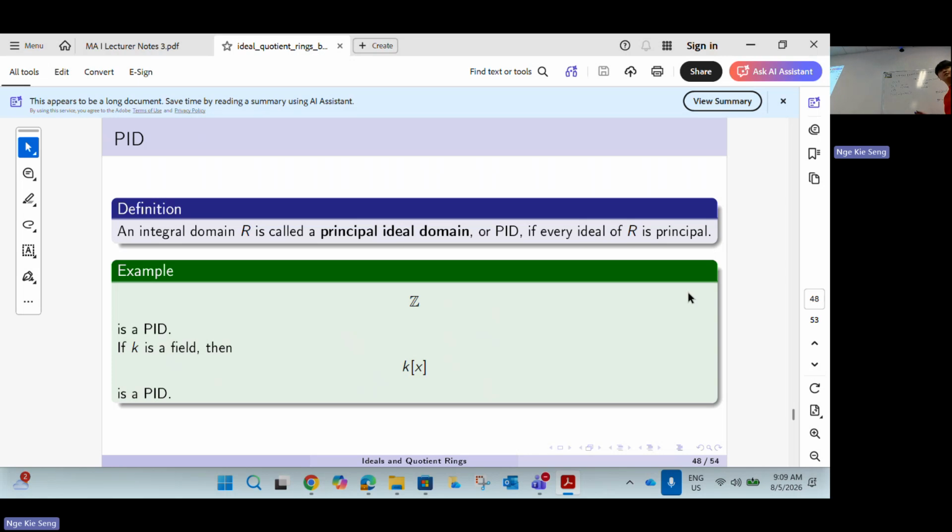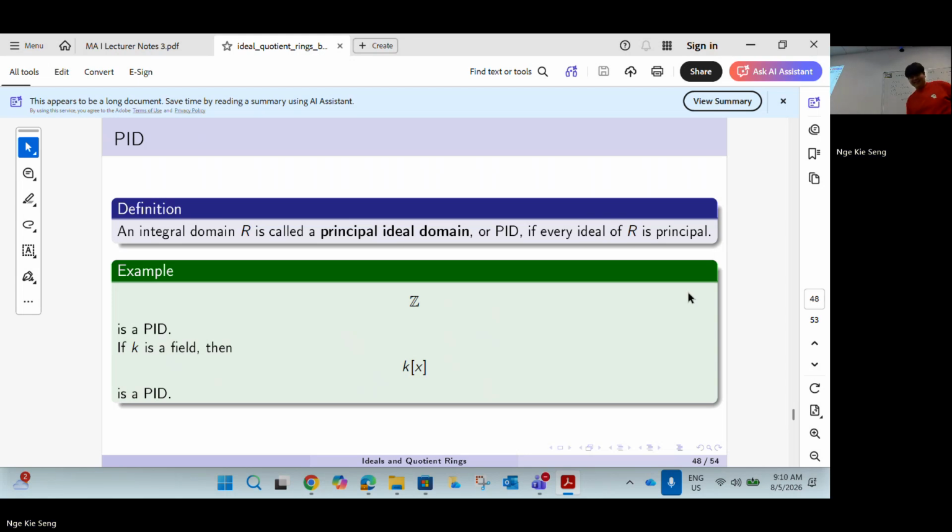You mean 3x plus 5y equals 1? Not 1, the GCD of a more general a, b. Also related to the Euclidean algorithm. To find the GCD of a and b, you want to find x, y, you can use the Euclidean algorithm.